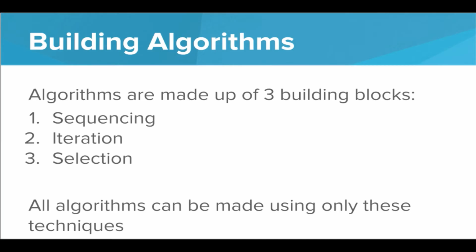So how do we build algorithms? Well, all algorithms are made up of three building blocks: sequencing, iteration, and selection. And we'll go into each of these. But all algorithms can be made using only these three techniques.